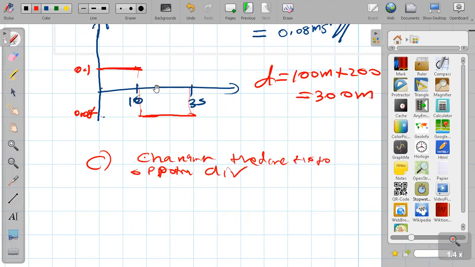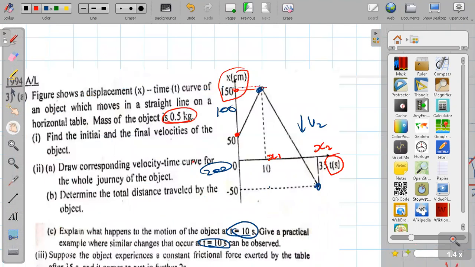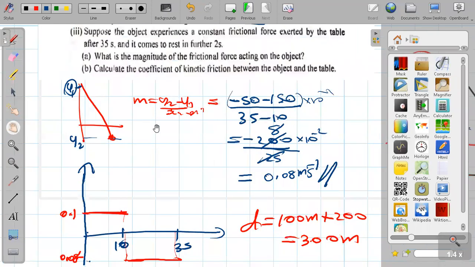See? So in the displacement time graph, you can see it was moving in the positive direction first. In the positive direction. Now the other side means it's in the negative direction. A good example is a ball bouncing back off a wall.